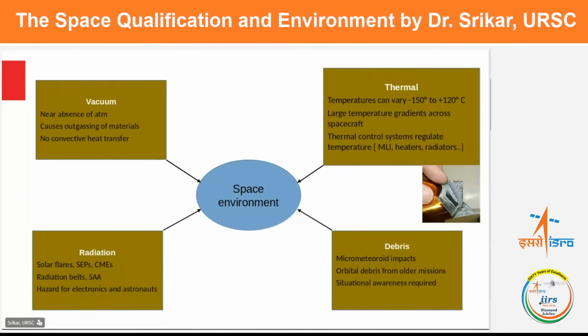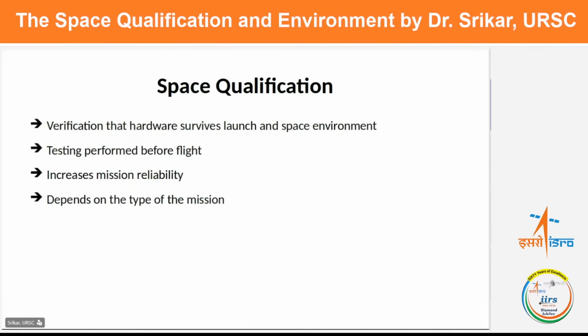So what is done is that space situational awareness is essential, where we continuously monitor all these extraterrestrial objects and their trajectories, and then see if they are harmful or hazardous to our space assets, essentially our spacecraft and other systems. So all of this, in the summary slide, entails what is needed to tackle the space environment. For that, we have to go for something called space qualification.